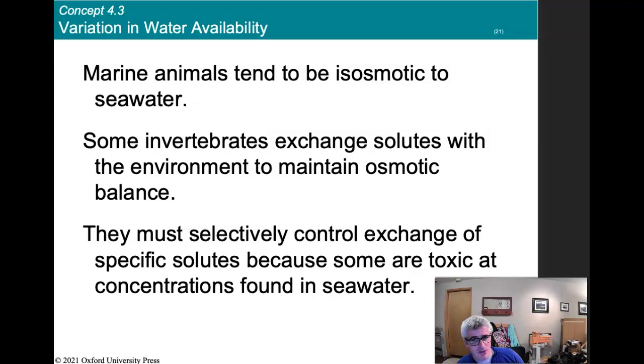Some invertebrates exchange solutes with the environment to maintain osmotic balance, so they can bring in or excrete solutes to maintain that balance. And so they have to selectively control and exchange specific solutes because some are toxic at concentrations found in seawater. Things like sulfur concentrations can be toxic if they build up. So they can't just take in any solutes, they have to be selective in those.